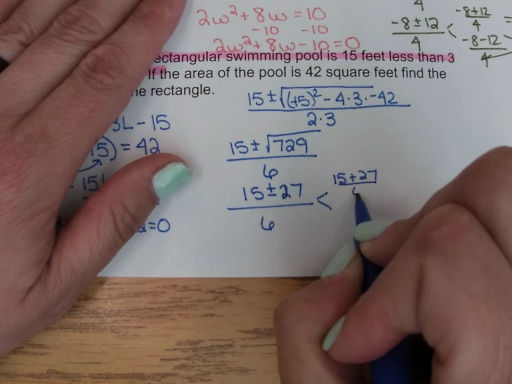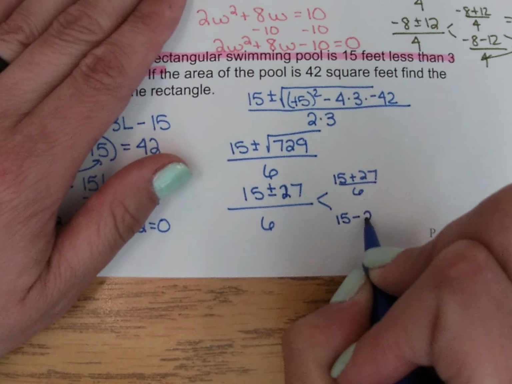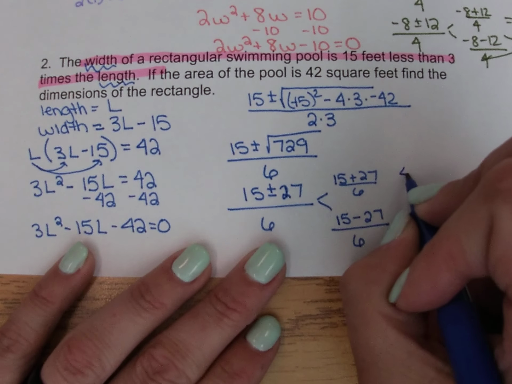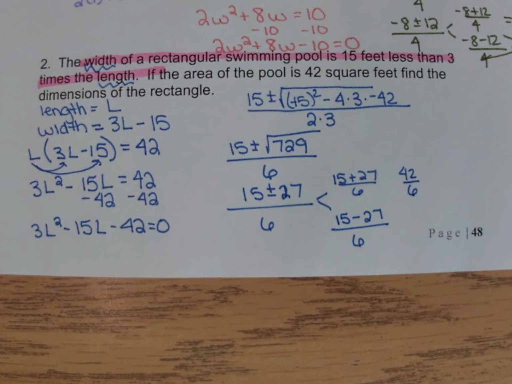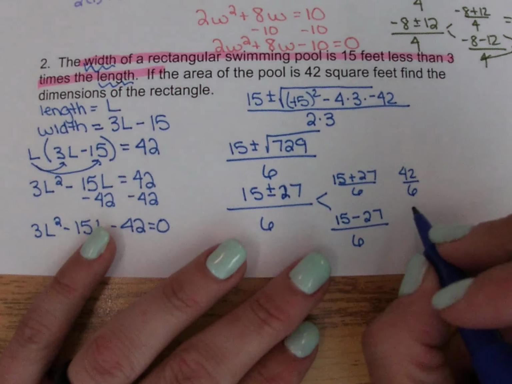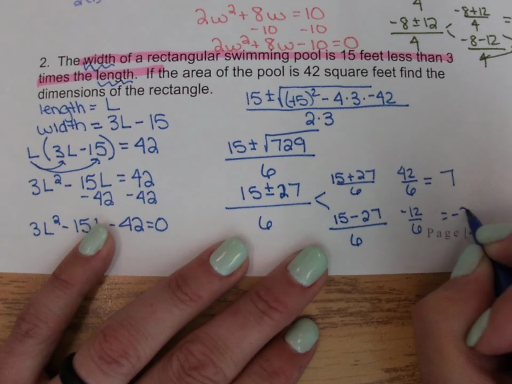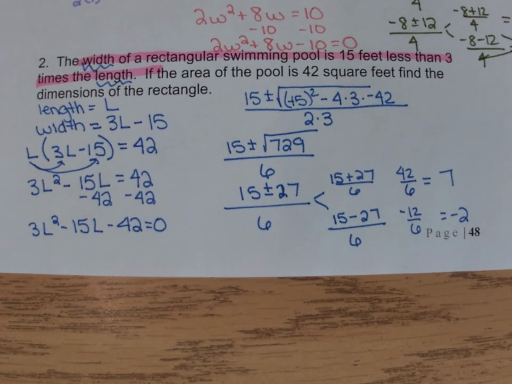15 plus 27 over 6 and 15 minus 27 over 6. 42 over 6, negative 12 over 6, 7. Now again, we need to decide what a reasonable option is.